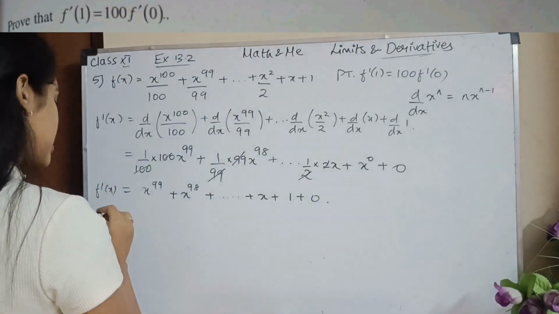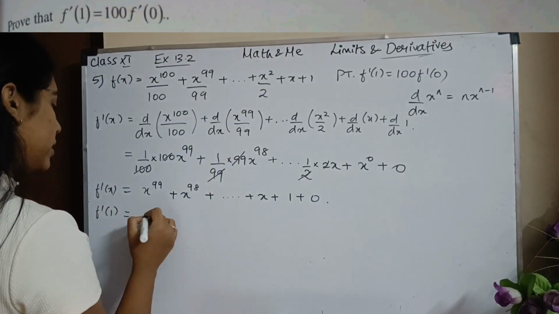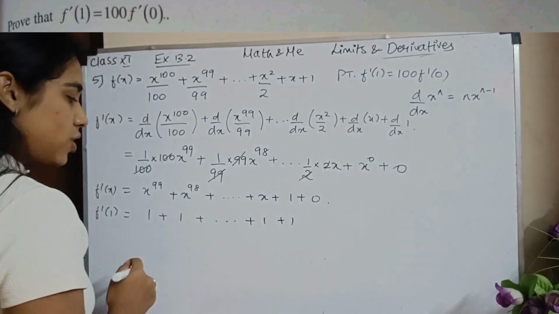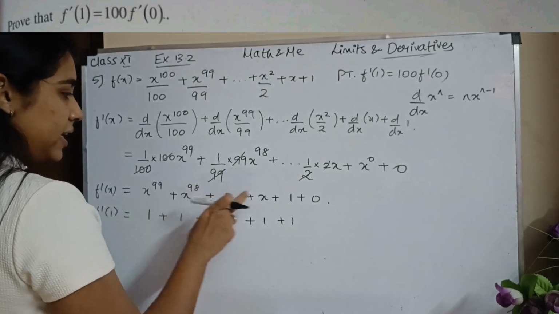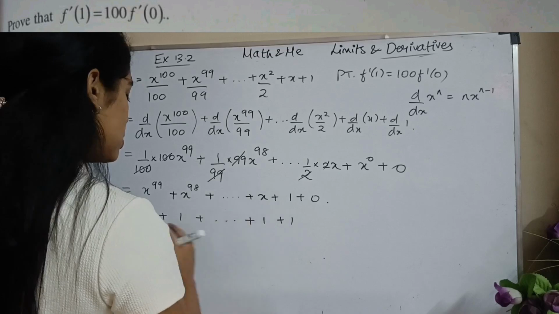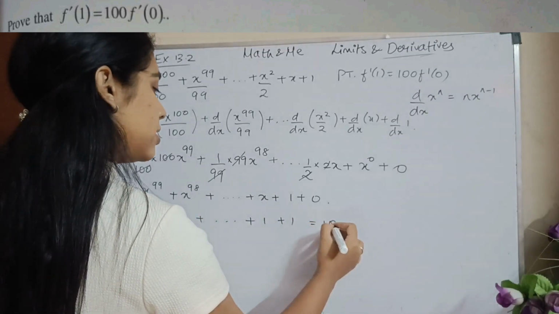So now what is my f dash of 1? f dash of 1 is 1 plus 1 plus and so on plus 1 plus 1. So how many ones do I have? From 99 down to 1 I have 99 terms plus 1. So I have 100 terms. So the sum of 100 ones is 100.